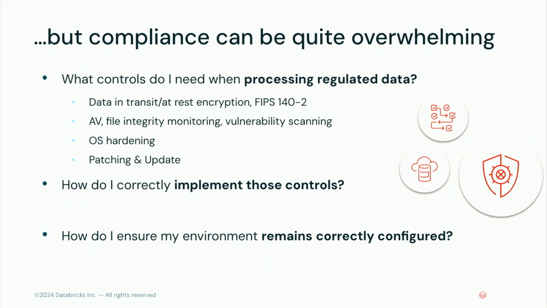So data at rest, data in transit encryption. What kind of encryption, especially if you're in the FedRAMP space, you have to do FIPS 140-2 level 1 encryption. Then you have to deal with security monitoring, so antivirus, file integrity monitoring, vulnerability scanning. You also have to harden the OS image that they use for your server, virtual machine, what have you. And you have to deal often with patching and update policies.